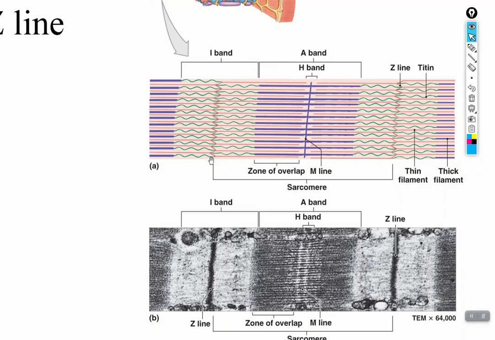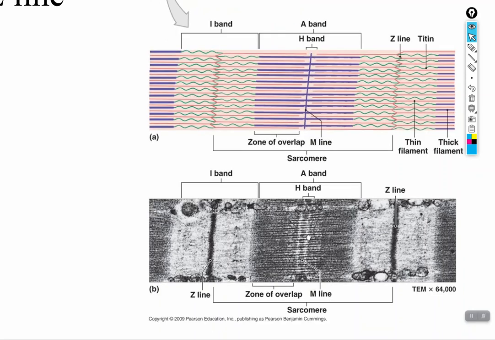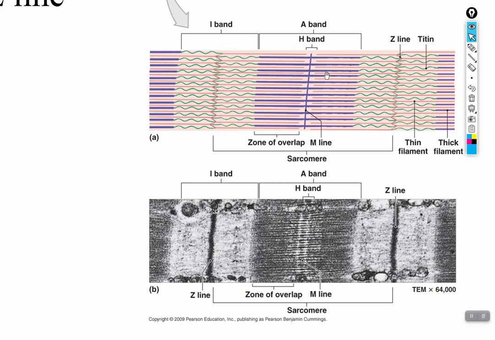And here's what that same stuff looks like in a transmission electron micrograph. So up here we have a cute little cartoon of it, and then down here we have an electron micrograph of an actual set of sarcomeres. And you can see that even though it doesn't look quite as tidy, all of the same parts exist.